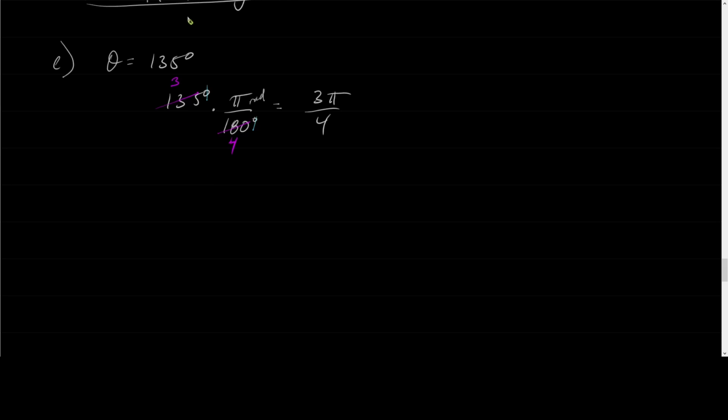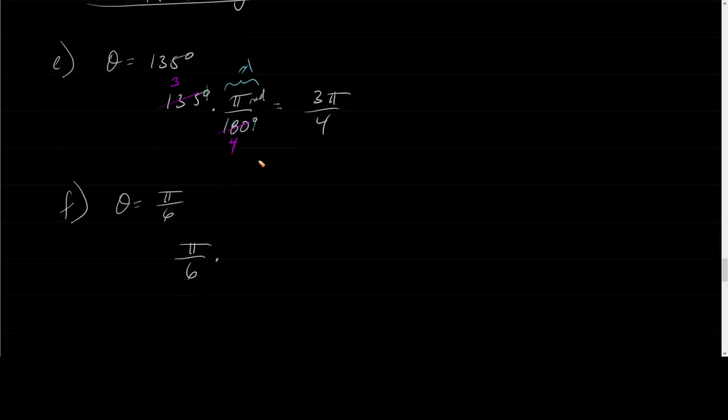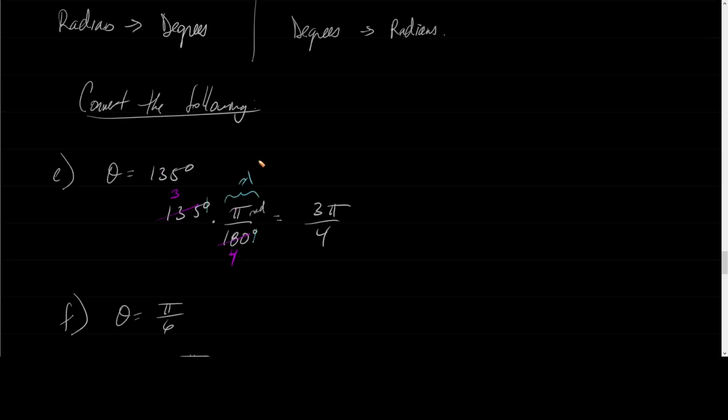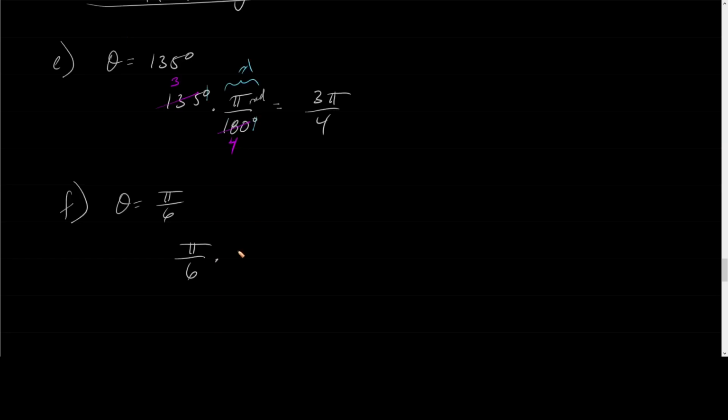Let's do another example. Let's say that I have theta being equal to pi over 6. All right. So if theta is equal to pi over 6, well, what I want to do is multiply it by a conversion factor, and I want to multiply it by 1, right? Remember, in here, this fraction was just simply equal to 1. So that's exactly what we're going to do here. But since we're going from radians to degrees, I'm going to multiply it by 180 degrees over pi.